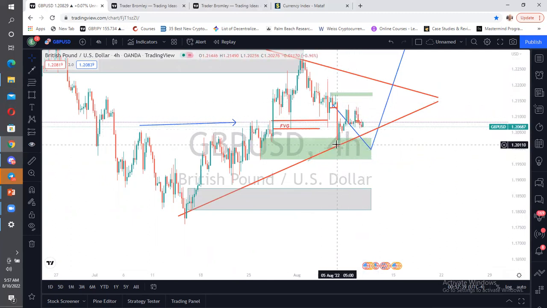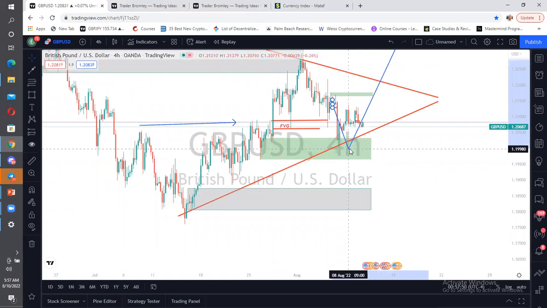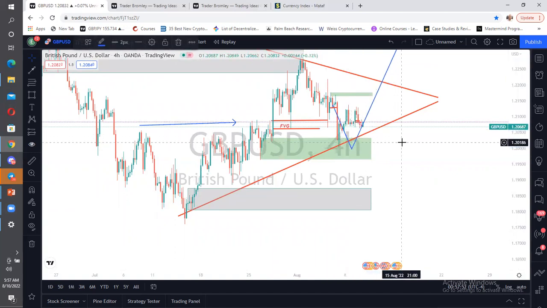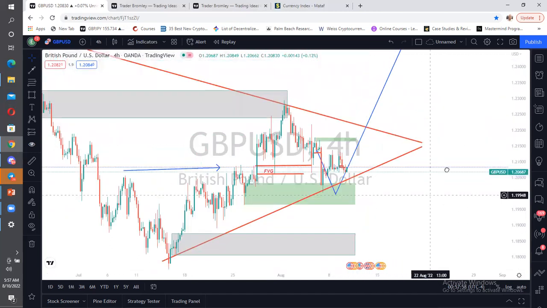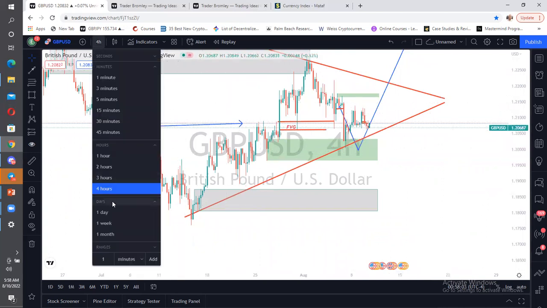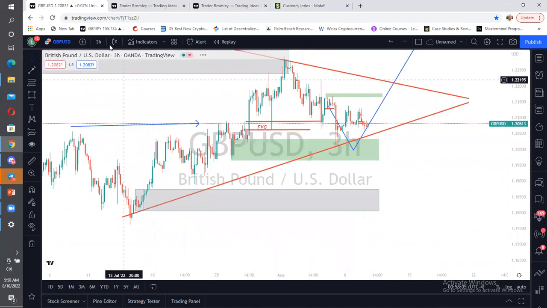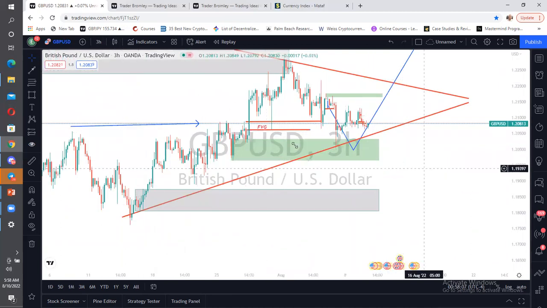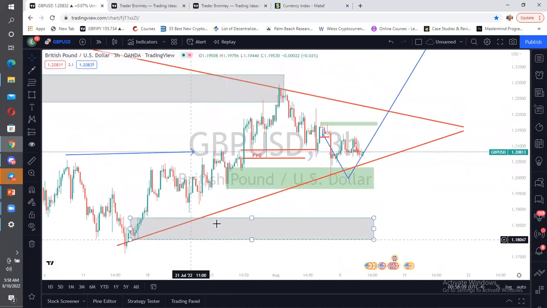It hit this particular level. It took away this liquidity that is inside here, but then it has been so sluggish. So our expectation on this particular pair still remains the same. So as they've entered here, we want to see them push to the upside. That is what we want to see on this pair. That is exactly what we want to see on this pair.